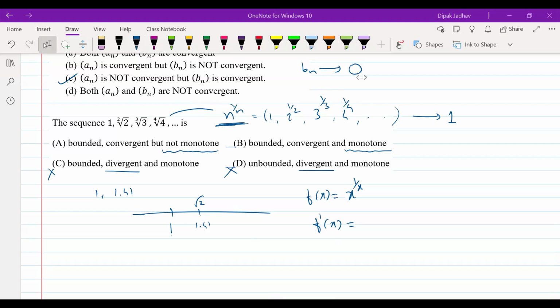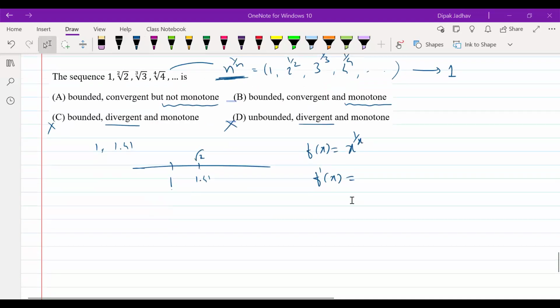Yes, sir. Okay, so all of you feel yes. So what is its derivative? How will you compute the derivative of such a function? We can take the logarithm. Yes, very good.